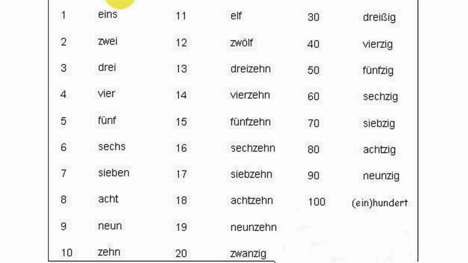See, the Z sound is like S. Zwölf, dreizehn, vierzehn, fünfzehn, sechzehn, siebzehn, achtzehn, neunzehn, zwanzig, dreißig, vierzig, fünfzig, sechzig, siebzig, achtzig, neunzig, 100.